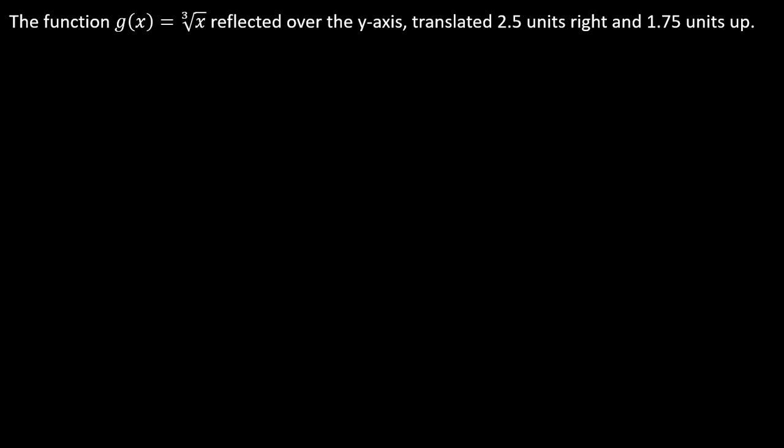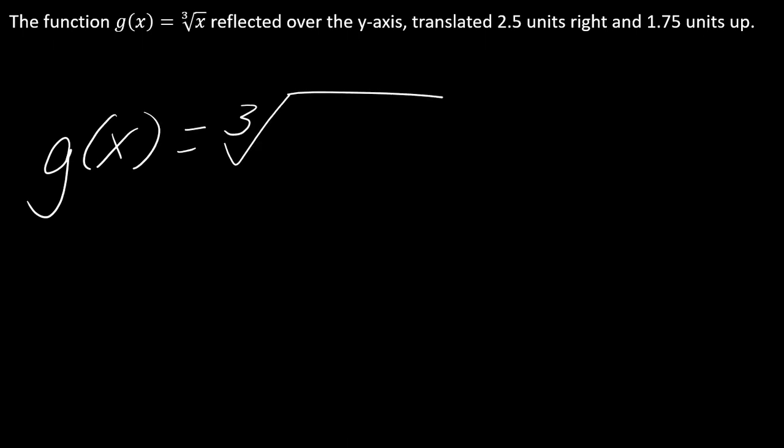So I've got one more here. The function cube root of x reflected over the y-axis, that's important, translated 2.5 units right and 1.75 units up. So maybe you want to pause here for a second, think about that, and then hit play when you're ready. Okay, so in how this is stated, I'm going to want to have negative x here, and then translating 2.5 units right. So I need to subtract 2.5 within the function, and then move up 1.75. So that would be my function.